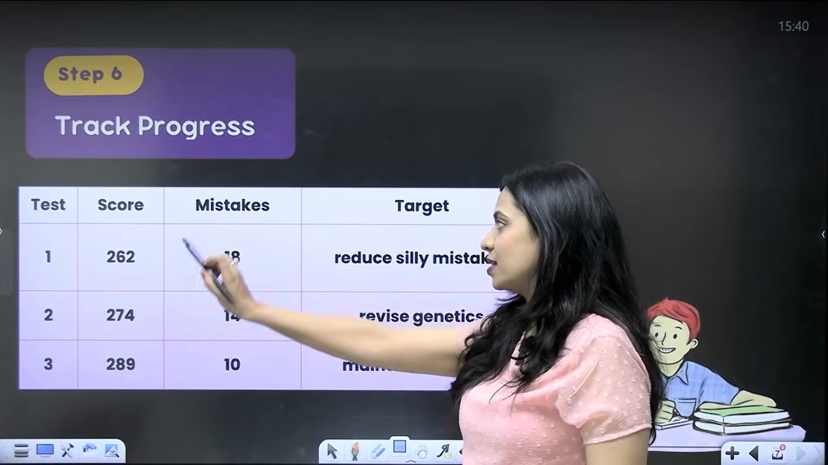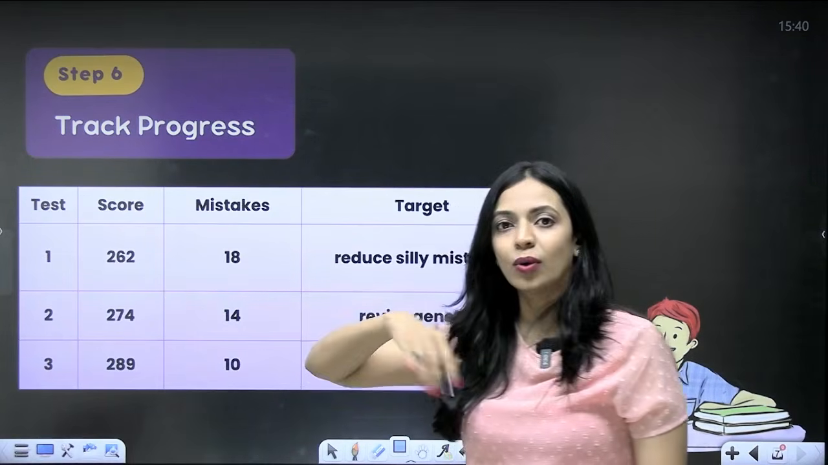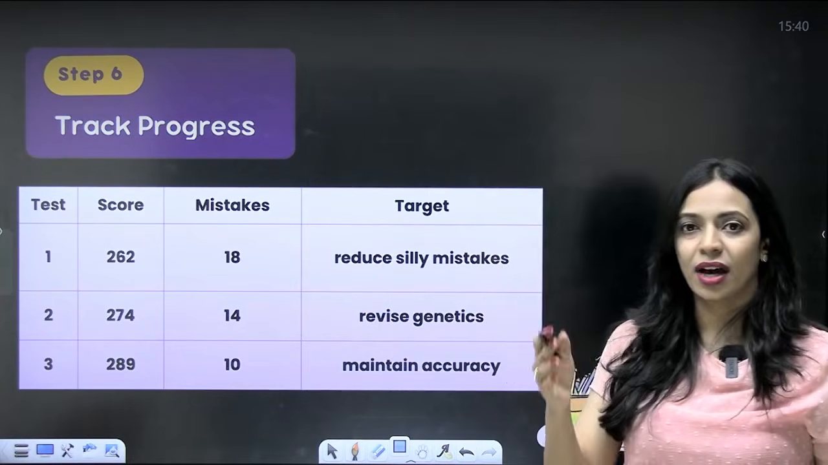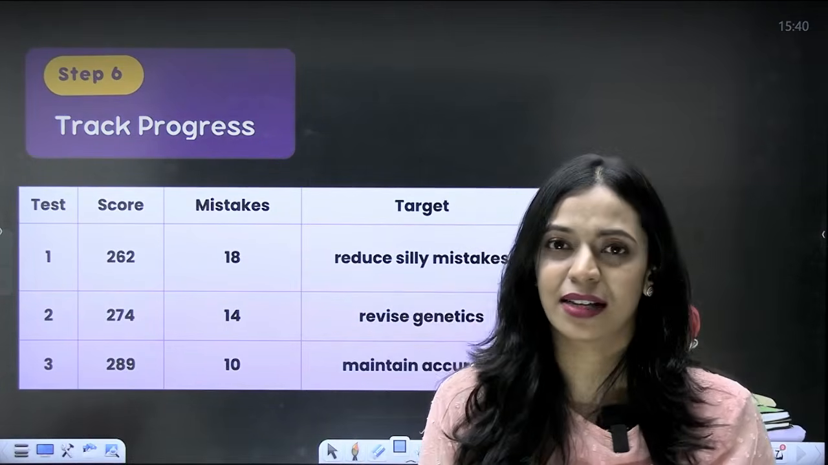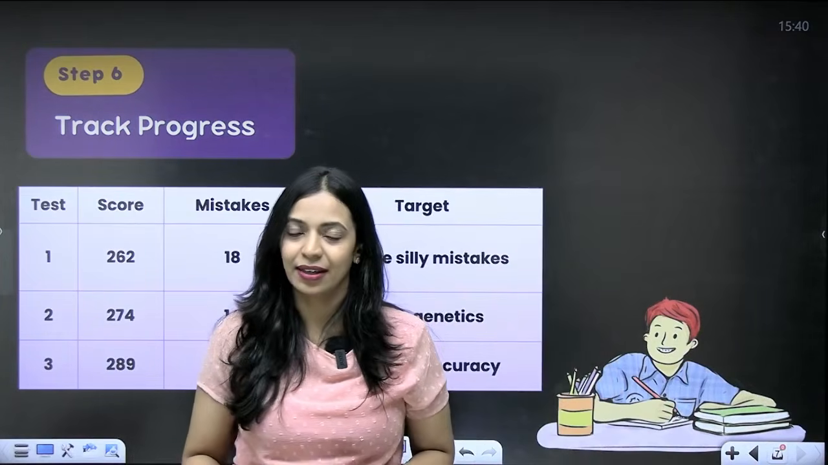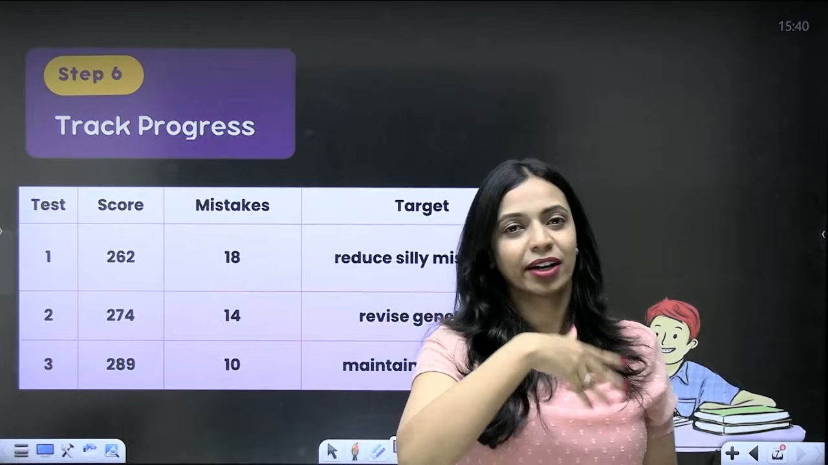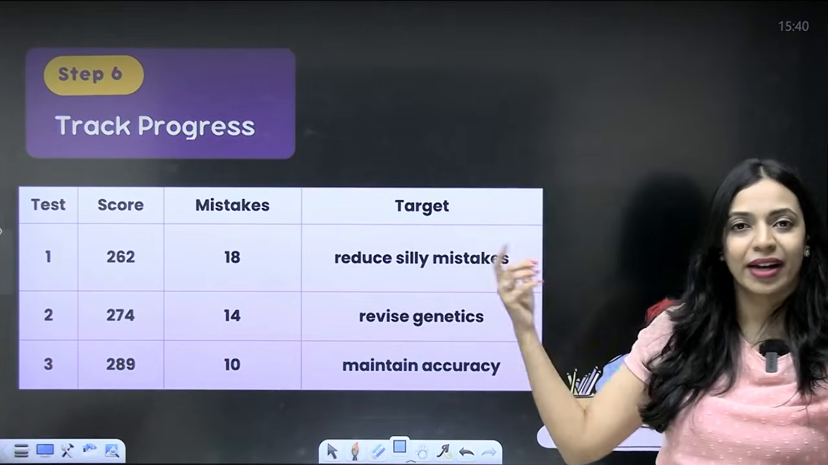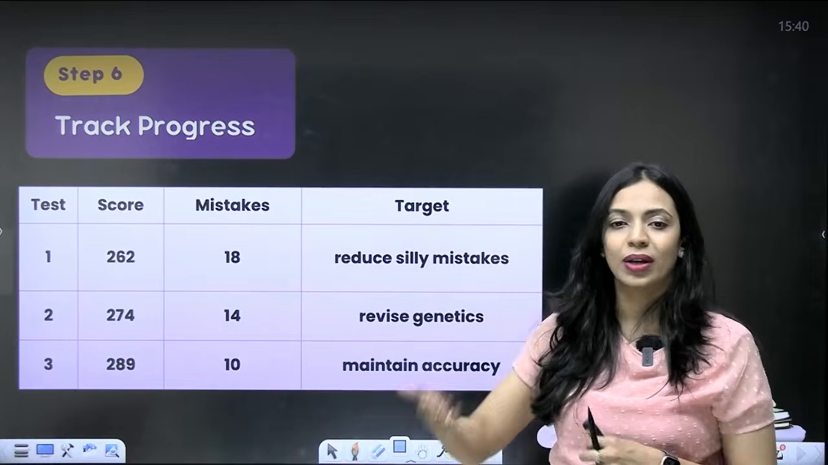Okay, now the last step, you have to track progress. In your first test, your score was 262 out of 360 in biology. You made a total of these many mistakes. What is your target? Reduce silly mistakes. Most of the questions may have been wrong because you didn't read the question properly, or because you read it too quickly, you misunderstood the question, whatever the reason is. So you will write down what action you will have to take.